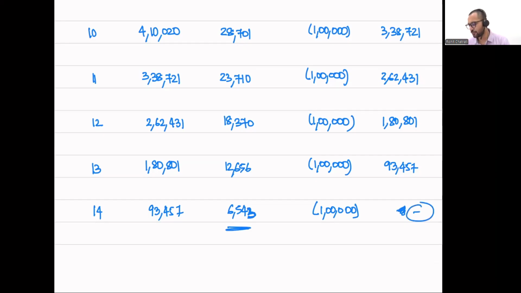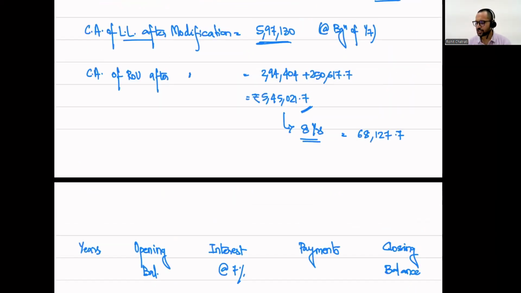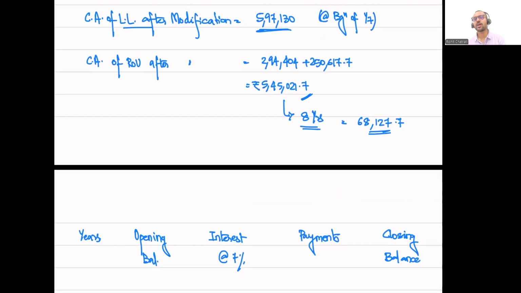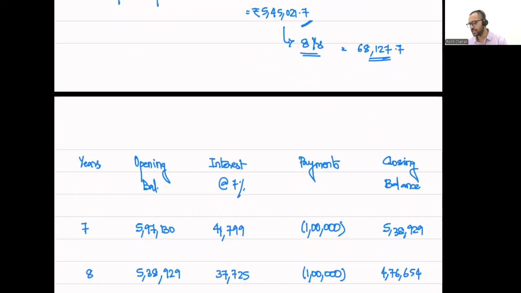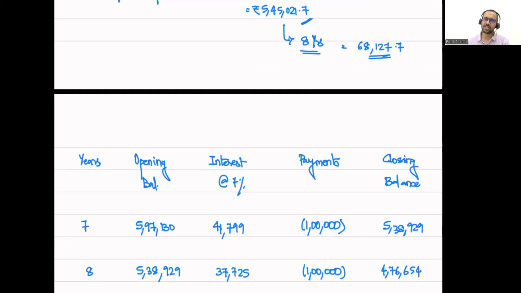All right. So at the end of 14th year, my lease liability goes down to 0. My ROU asset will also go down to 0 if I charge a depreciation of 68,127.7 for every year for the remaining 8 years. So in such a way that at the end of 14th year, it will actually go down to 0. So at the end of 14th year, or 8 years from today, or at the end of 15th year from the date of commencement of lease, both ROU asset and lease liability will actually go down to zero.